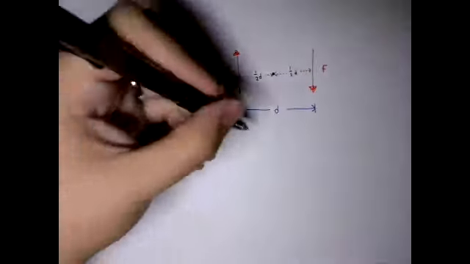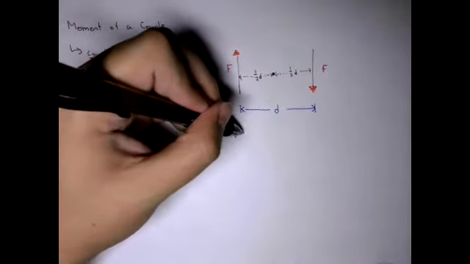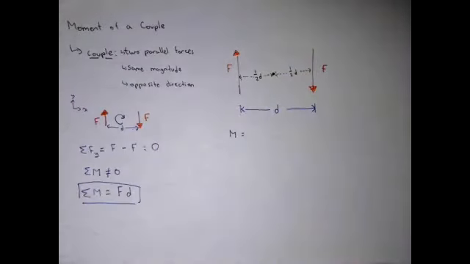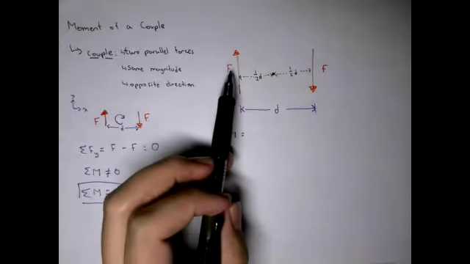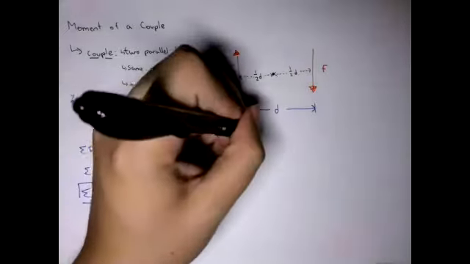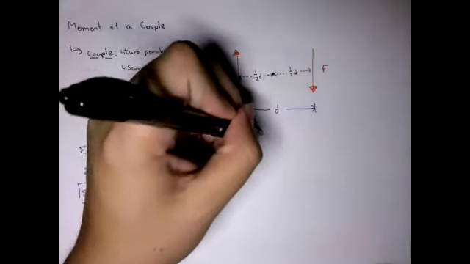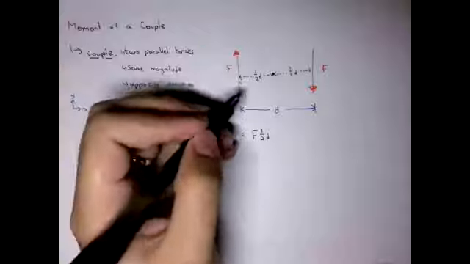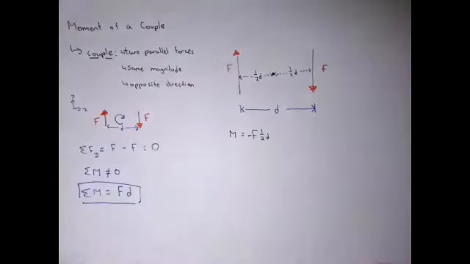So if I want to find the moment that these two forces cause, I need to consider first my first force times a distance of 1/2 d. This is counterclockwise. I'm just going to say it's negative. Oh, this is clockwise. So I'm just going to say it's negative.